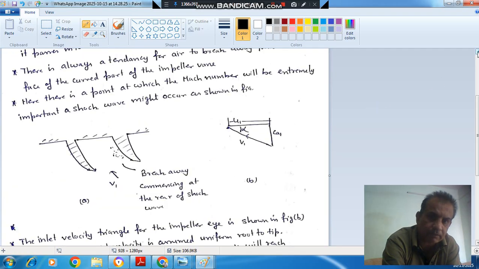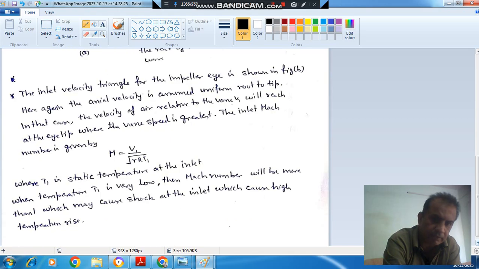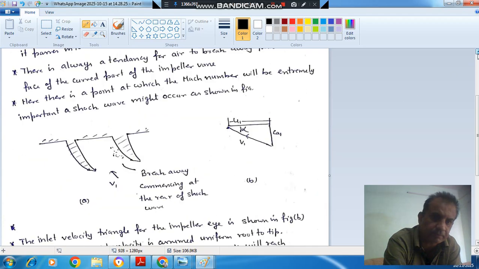At this point, when the Mach number exceeds unity or tries to be near unity, then shock can happen. So this Mach number has to be kept under control when designing a compressor.